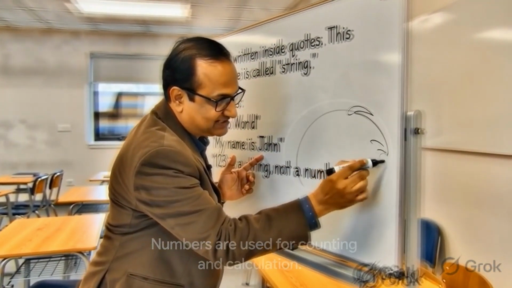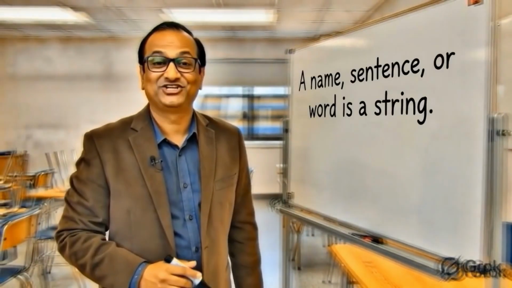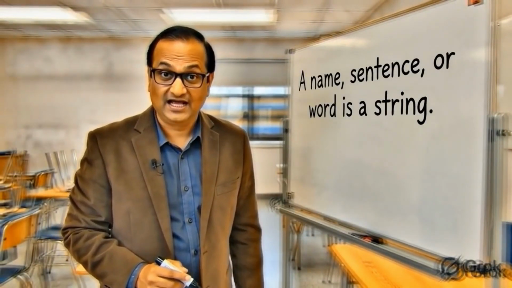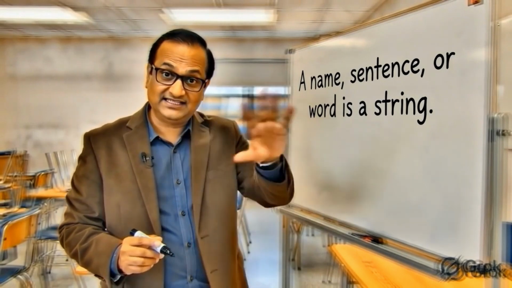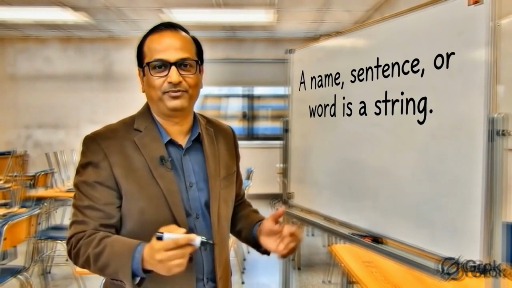We use quotes to make it a string. For example, "hello world" or even "1 to 3" is a string here. A string is a data type that holds text. As it says on the board, it can be a name, a sentence, or a single word. Strings are very flexible and are used everywhere in programming.